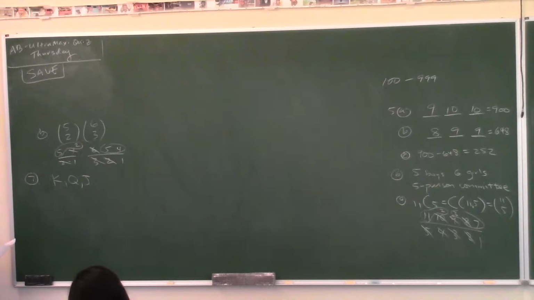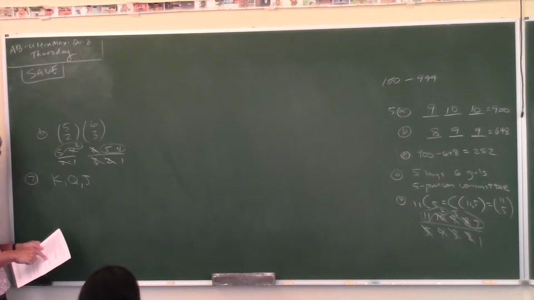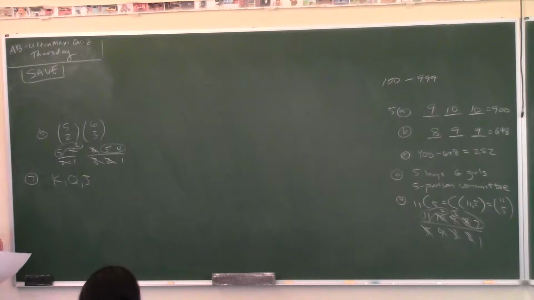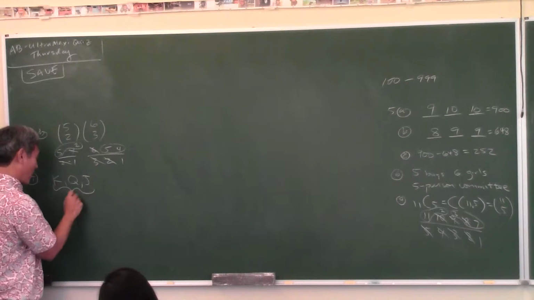No, no, no! It says standard deck of cards. There's jokers, and that's not a standard deck. A standard deck is 52 cards. Okay, so how many cards are there that are either a king, a queen, or a jack? 12. There's only 12 cards, so there's 12.